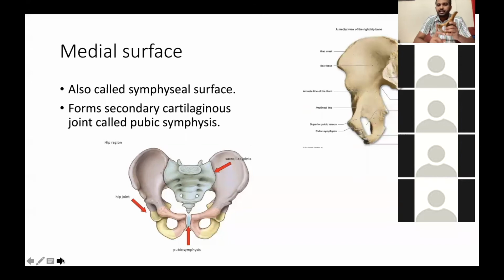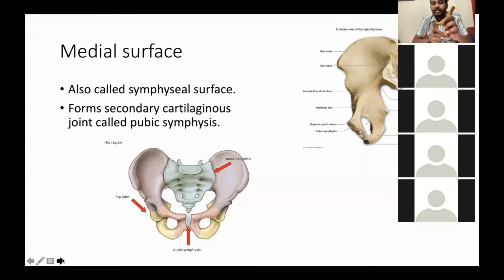Now coming to the medial surface. This is the medial surface. See, this is anterior surface. Is it clear, everybody? Yes, sir. This is posterior surface. This is medial surface.